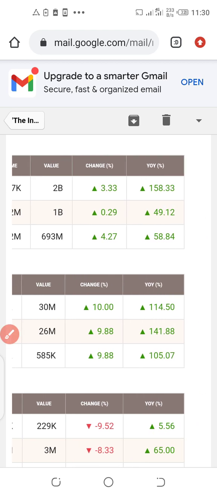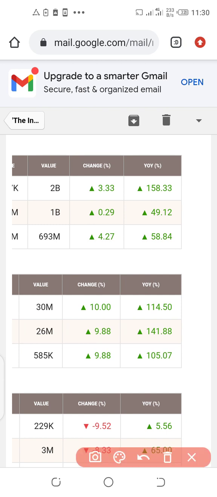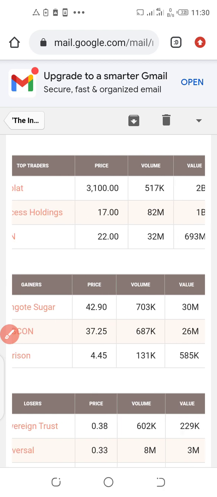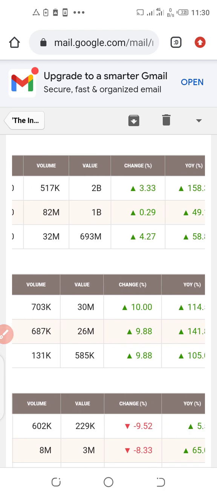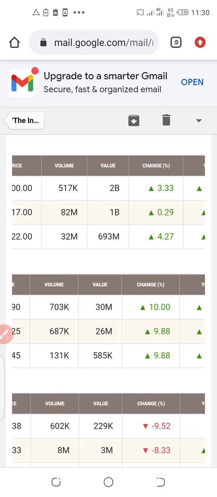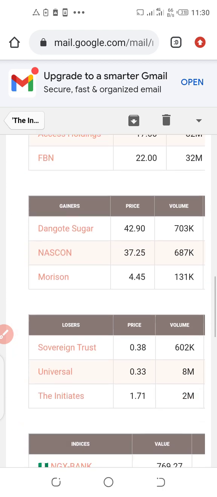And of course, in just today's trade, they were able to generate 3.33% for the shareholders, and in the past 1 year they've done 158.33%. That's impressive. Then we have Access Holdings with a total of 1 billion naira in value. And then we have First Bank Nigeria with a total of 693 million naira in value. So let's move to gainers.